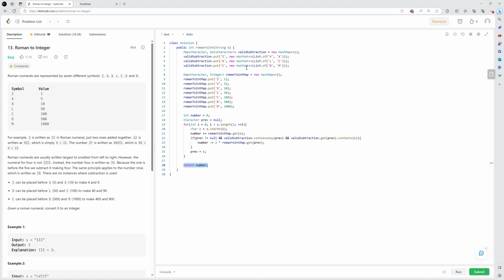and we will return the number as our final result. As you can see, we have a limited size hash map, so that leads us to a constant space complexity, and we are only iterating over the string, which leads us to a linear time complexity proportional to the length of the string.